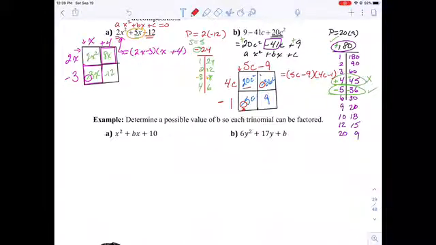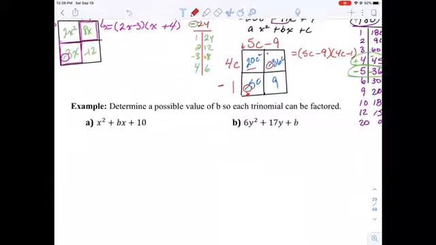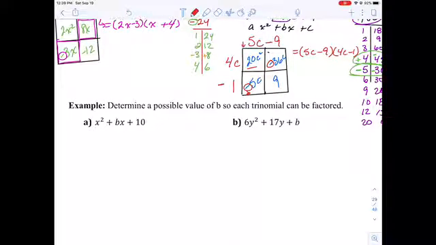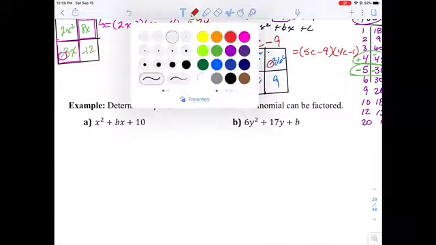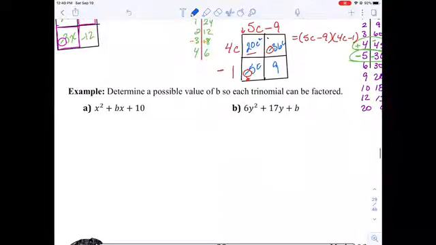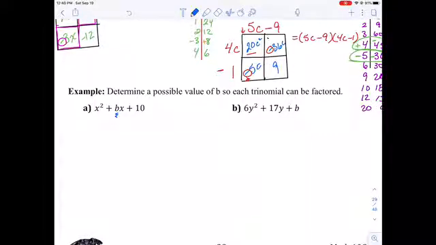Okay, so let's take a look at the next example. It says determine a possible value of b so that each trinomial can be factored. So if I look at a question like this, it really helps to understand what factoring is. If I want to factor this x squared plus bx plus 10, this basically means what numbers could go in for the position of b to make this a factorable question. So I know that I'm looking at factors of 10. I would need a product of 10 with a sum of b.